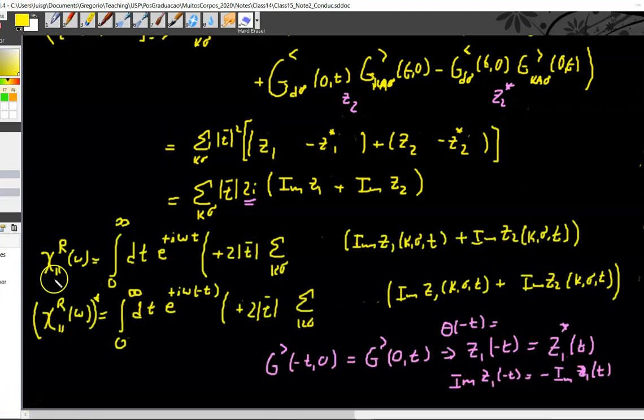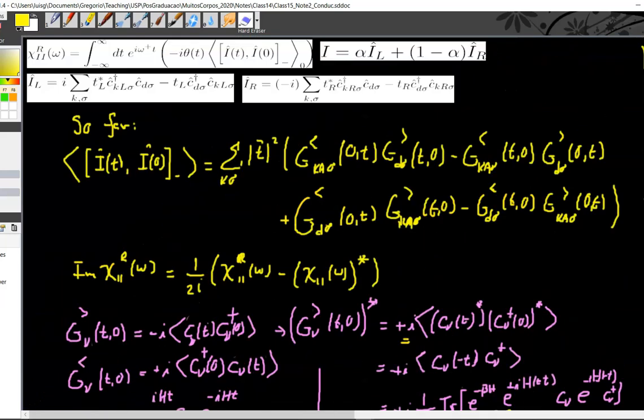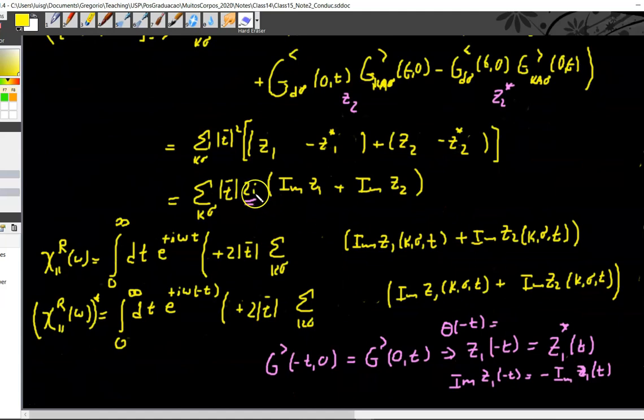So here it is. I wrote the retarded chi now in terms of these Z1s and Z2s. Notice that I had an i there from the definition, and I'm taking only t larger than 0, so this goes from 0 to infinity. There's this minus i here that I'm combining with this plus i here. I have plus 2 times these sums of the imaginary parts, and I have the exponential. So everything here is real except for the exponential. Now let's take the conjugate. So here the only thing that changes is in the exponential, right?